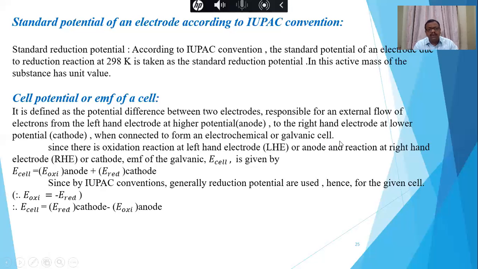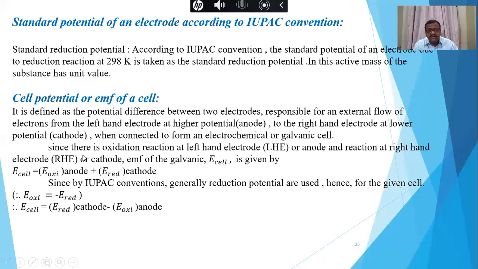As we all know, the flow of electrons is always from higher potential to lower potential. So here the potential difference between the two electrodes is responsible for the flow of electrons from the left hand electrode, or anode, towards the cathode, which has lower potential, and these are connected and form a cell called an electrochemical cell or galvanic cell.